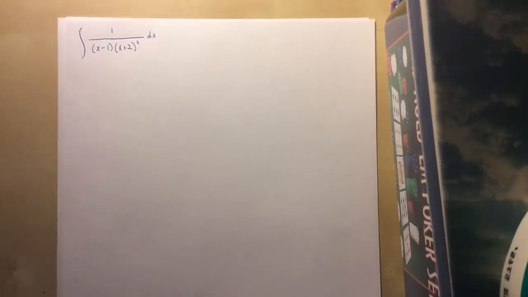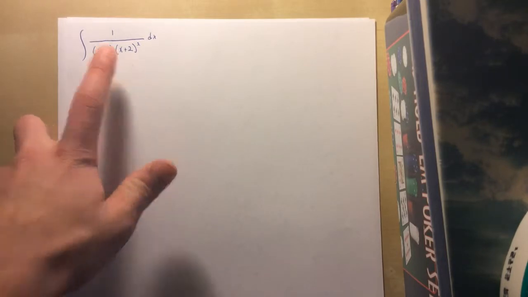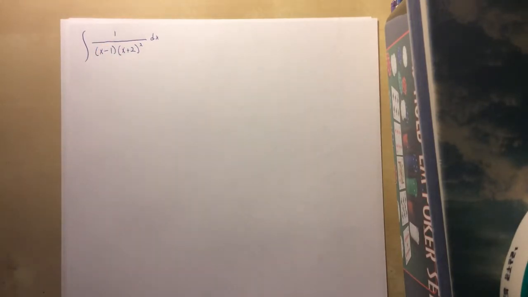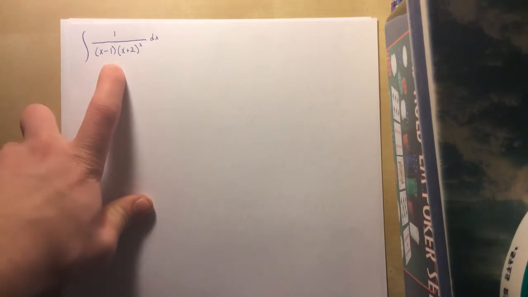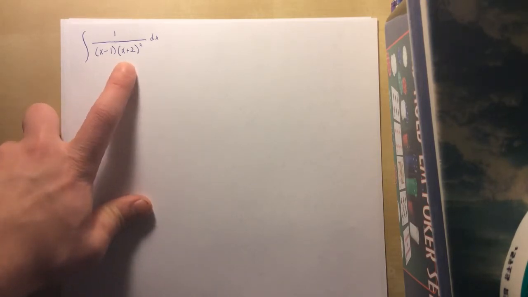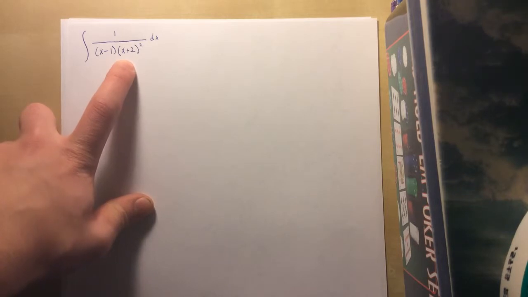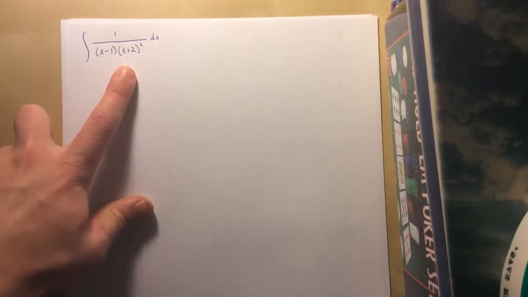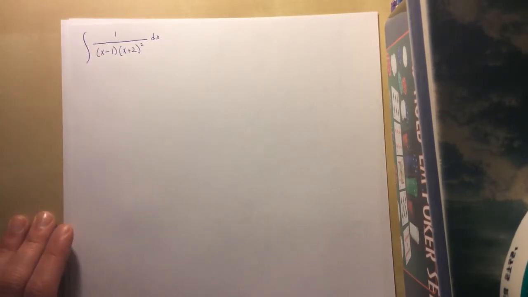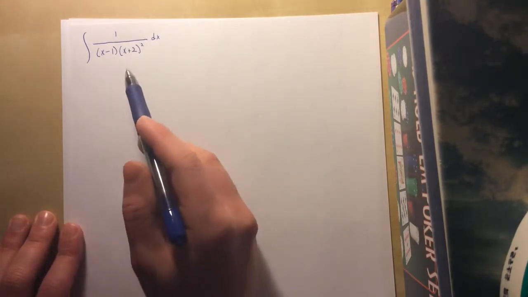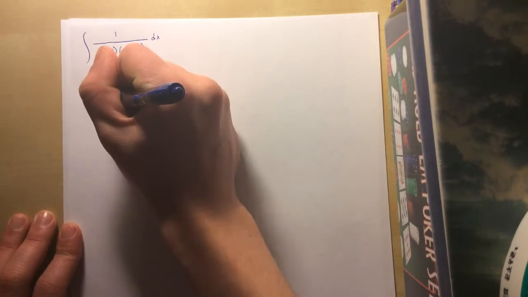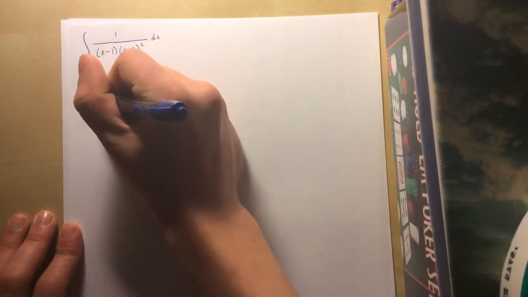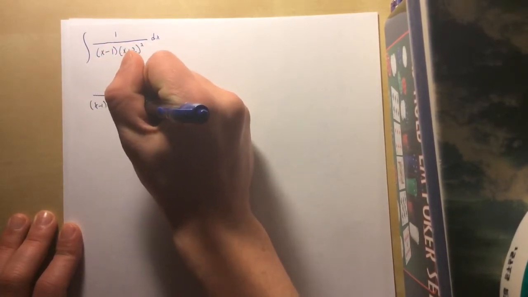So here we have another partial fractions problem where one of the terms in our denominator has a power of 2. As you can see, the denominator is already factored out. You can't factor it more than it is right here. So let's remind ourselves how to do partial fractions with this. We're just going to look at the integrand right now. So we have 1 over x minus 1 times x plus 2 squared.